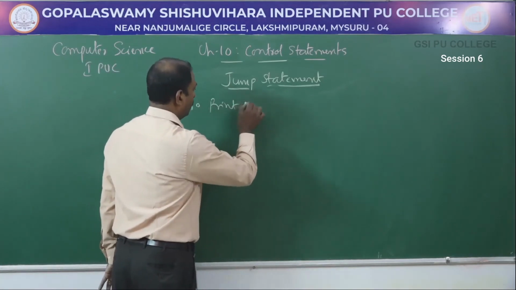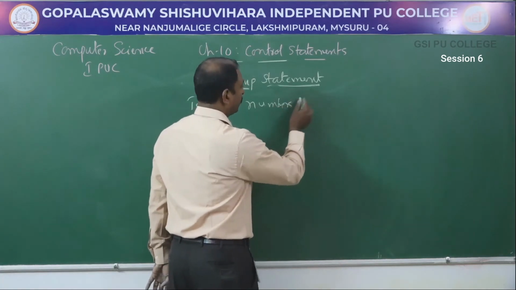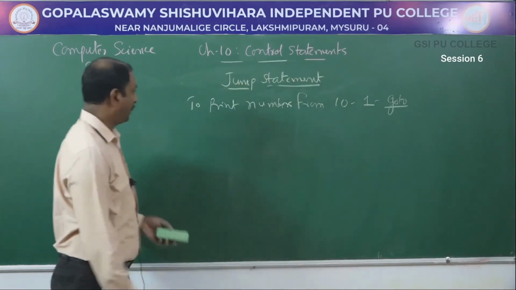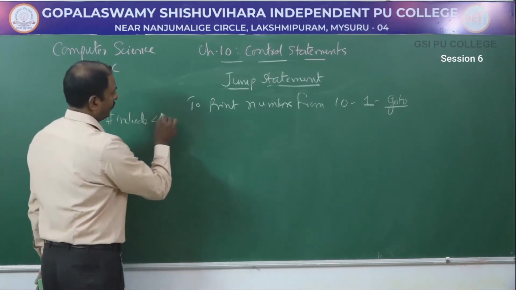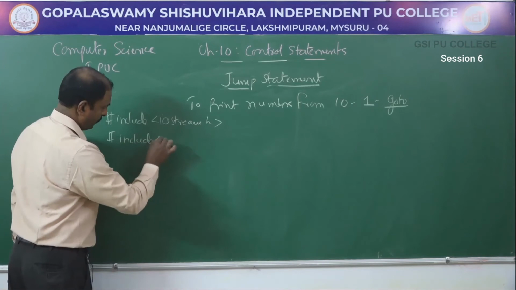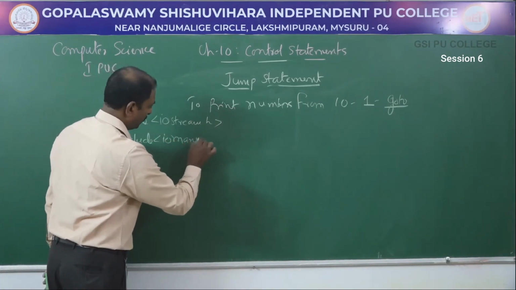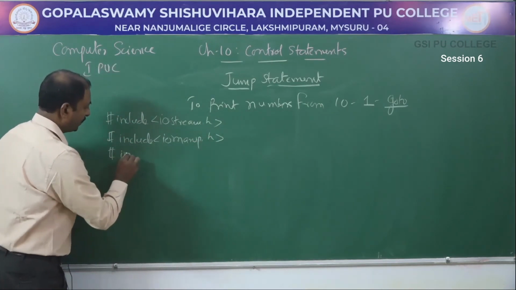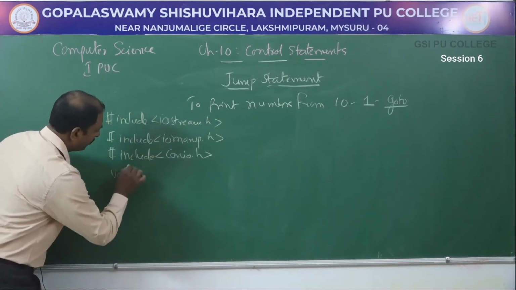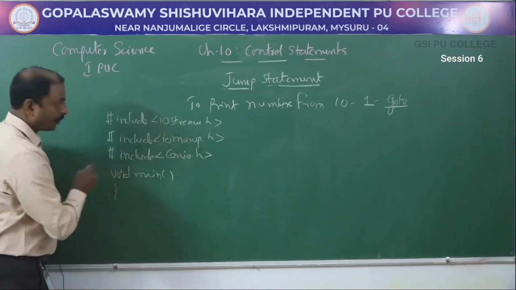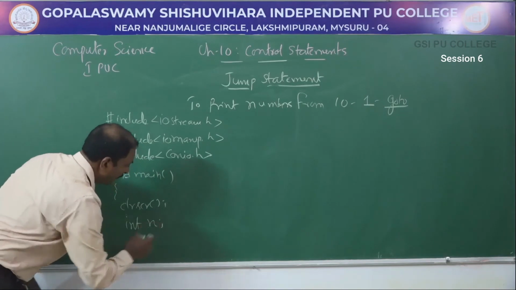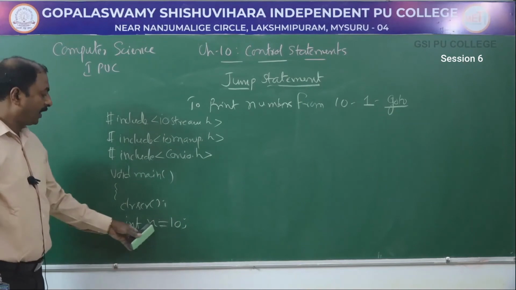To print numbers from 10 to 1 using the goto statement. #include <iostream.h>, #include <iomanip.h>, #include <conio.h>, void main, open the bracket, clrscr(); int n equals 10 at the beginning.